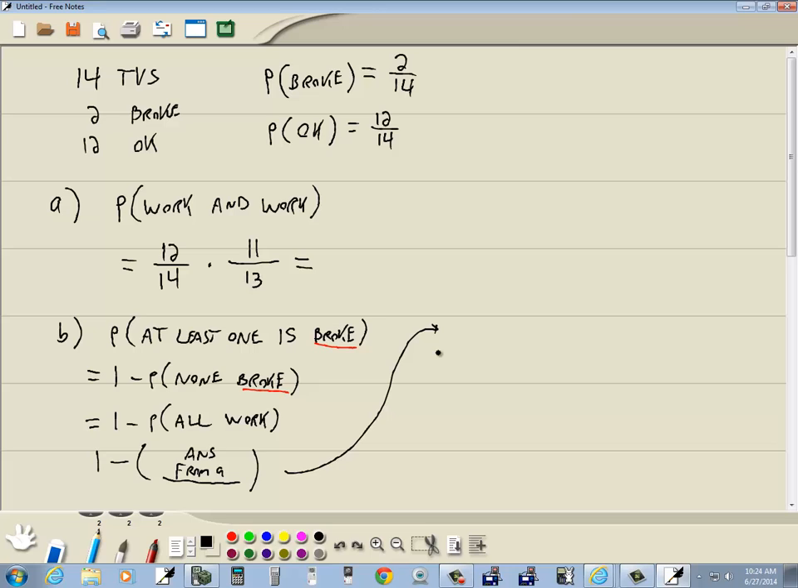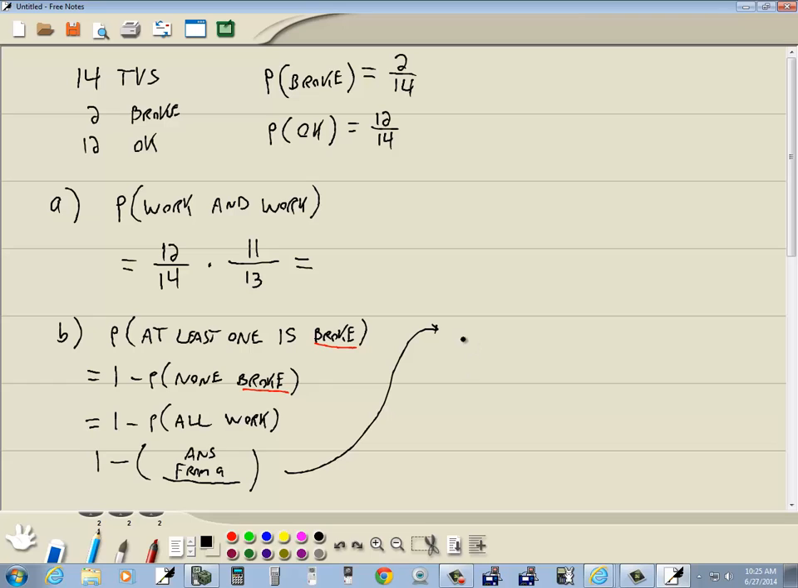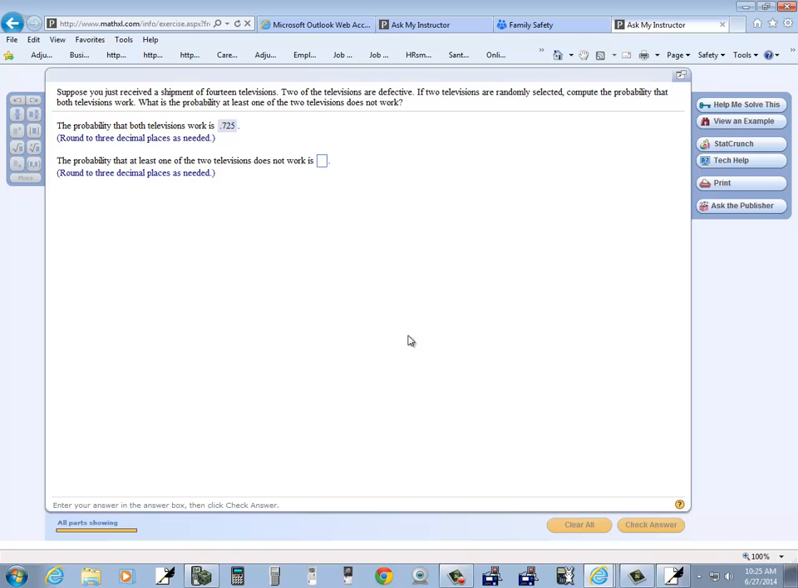So, if I go on my calculator, if I just do 1 minus, and then whatever answer we got from here, and you get the answer by doing second, and then negative, and it puts ANS, and press enter, we get 0.275, rounding to 3 decimal places. Let's see, 3 decimal places, yeah. 0.275. And that would be how you do that problem.